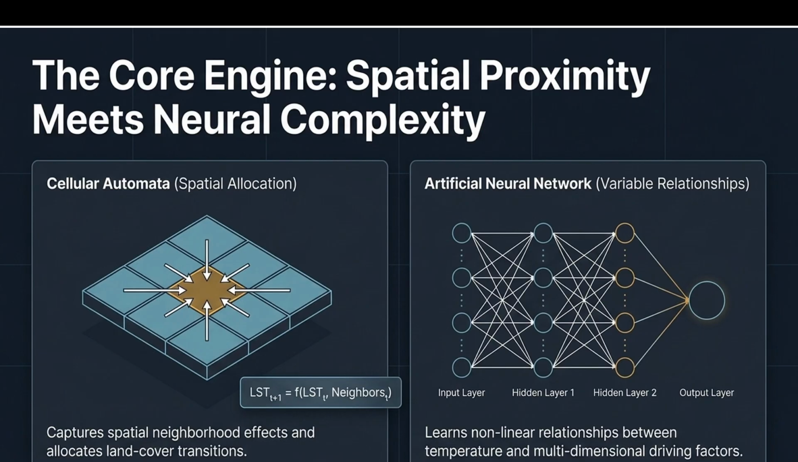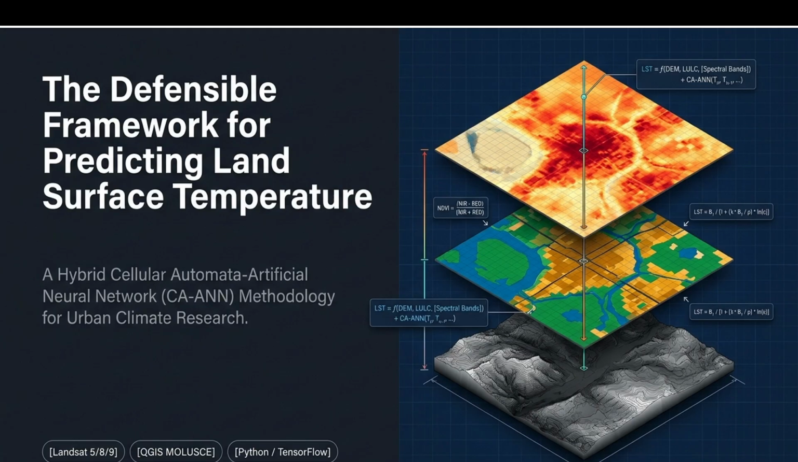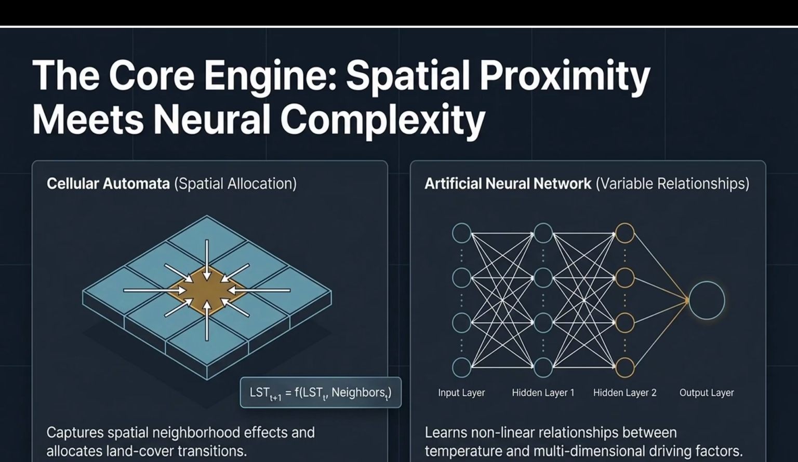In the artificial neural network, we have the input layer, hidden layer, and output layer. Cellular automata captures the spatial neighborhood effect and allocates land cover transition. Both models together are called the hybrid cellular automata model, CA and ANN. We combine these two different models and apply them, and then predict the future using this model.